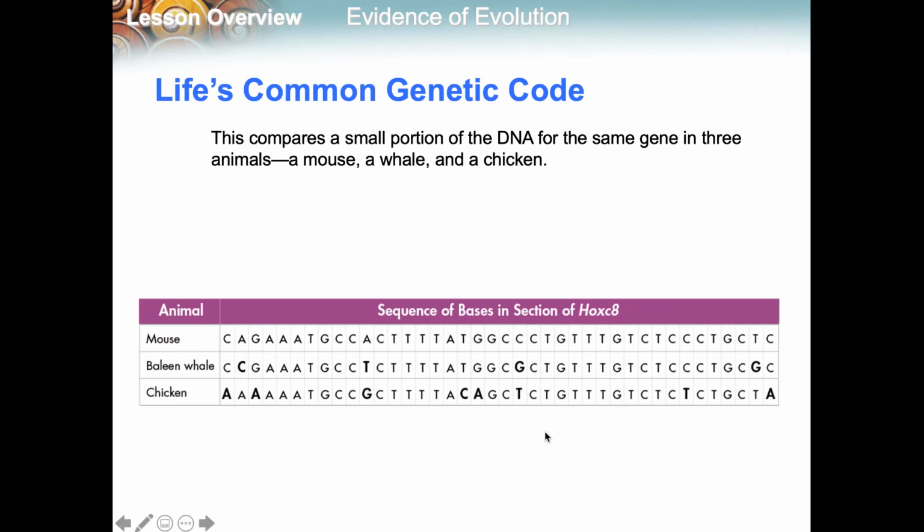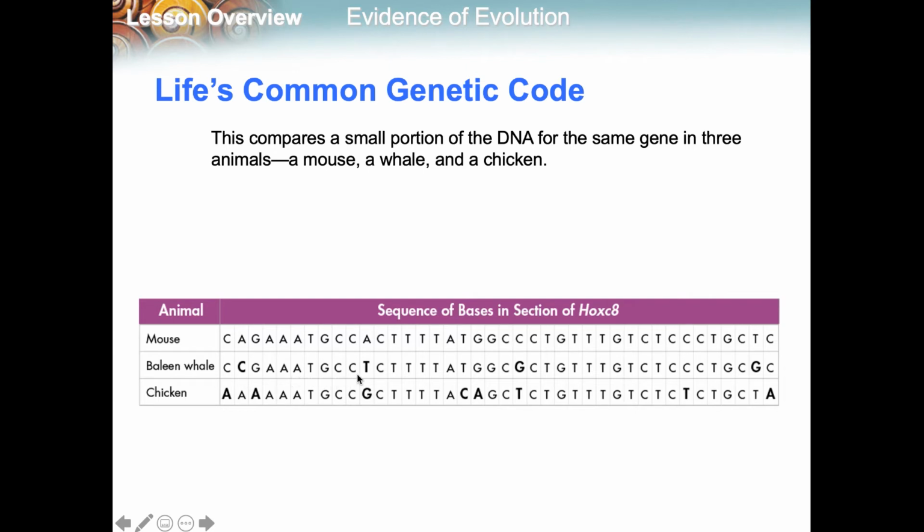Now, they're going to be compared to the mouse. So the whale and the chicken are both compared to the mouse. Now, this is a sequence of DNA, all the different bases. Here, if you look, we start comparing both of them, and you look at the mouse to the whale, it has A to C. So it changes from adenine to cytosine.